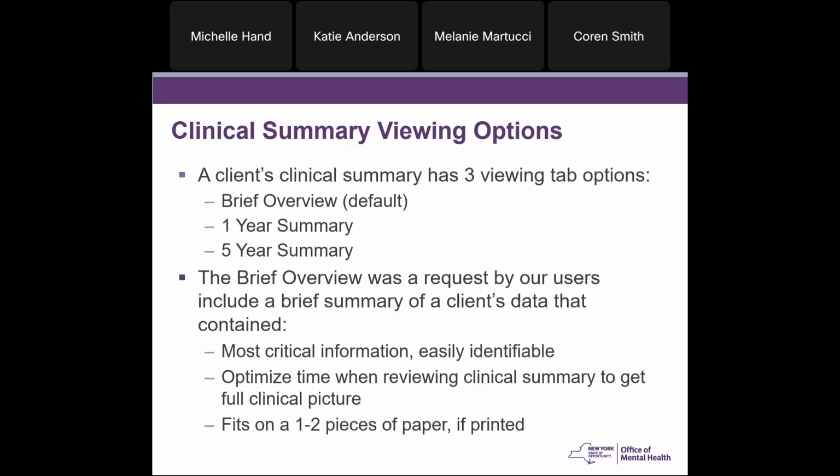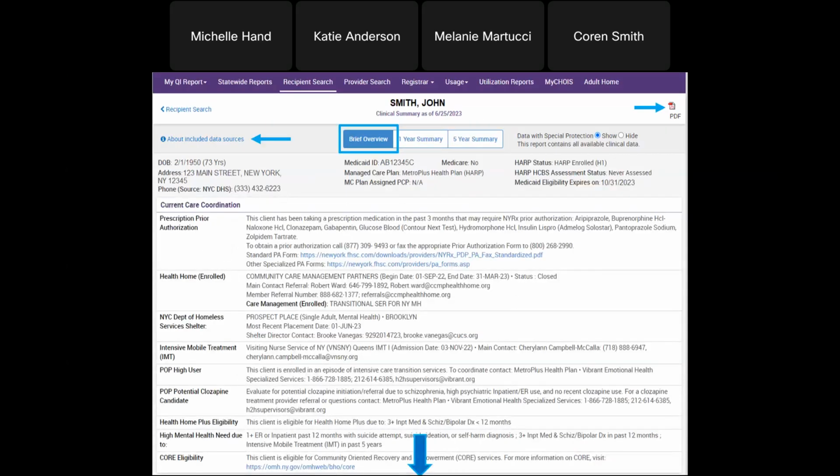When you drill into a client's clinical summary, if you have access, you'll land on the brief overview screen. So you can see the client's name, the clinical summary as of date. This is a little bit outdated, but this again is updated on a weekly basis. We have the brief overview view that we're currently on. And you can see we have an About Included Data Sources hyperlink, and I'll show what that looks like. That's going to list out all of the available data sources for the clinical summary. You can also export to PDF the brief overview.